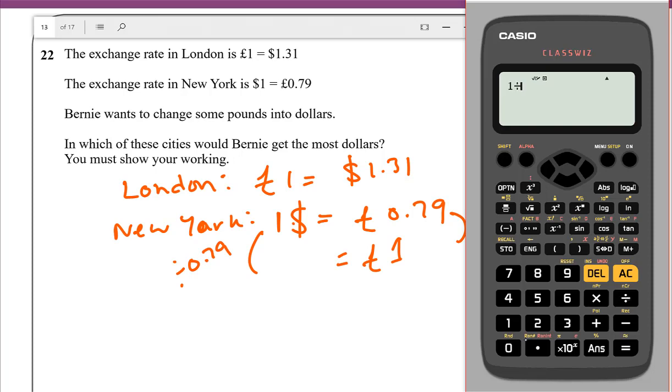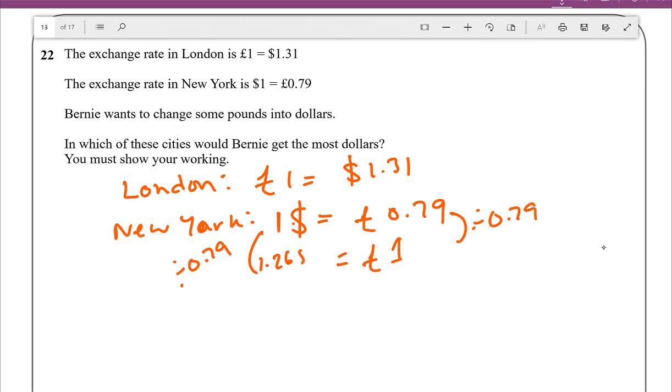So 1 divided by 0.79, and that gives us an answer of 1.2658. And because it's money, what we need to do is change it to 2 decimal places, because when you go shopping, prices always have 2 decimal places.